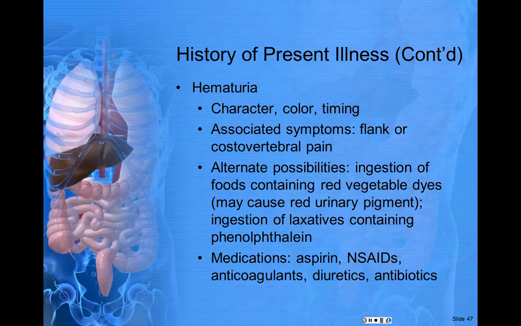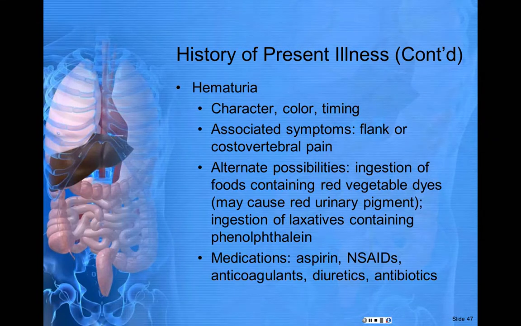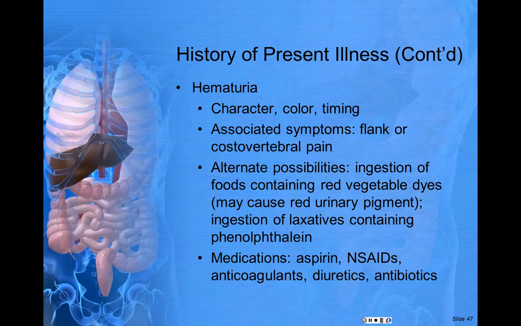Alternate possibilities, ingestion of foods containing red vegetable dyes can cause some red urinary pigmentation, so we might want to ask about those things. And laxative containing this particular chemical, phenolphthalein, can cause the urine to look red. The same thing happens whenever we give Urostat or certain other medicines to persons with a urinary tract infection. We want to caution them that this will turn their urine red and may look like they're bleeding.